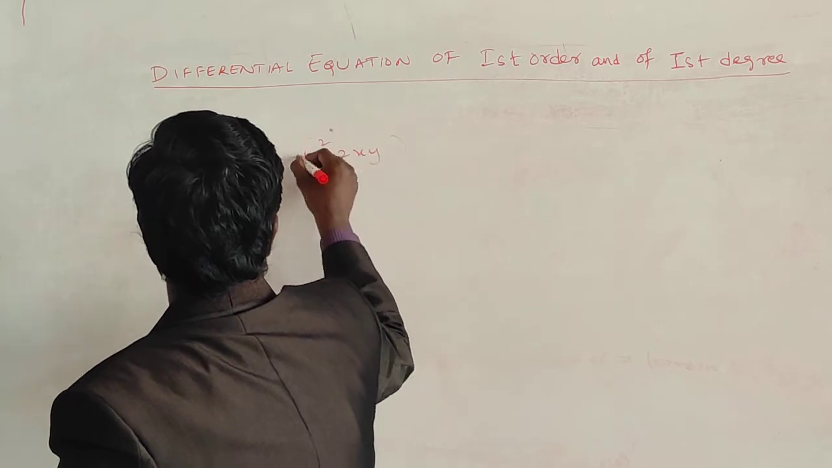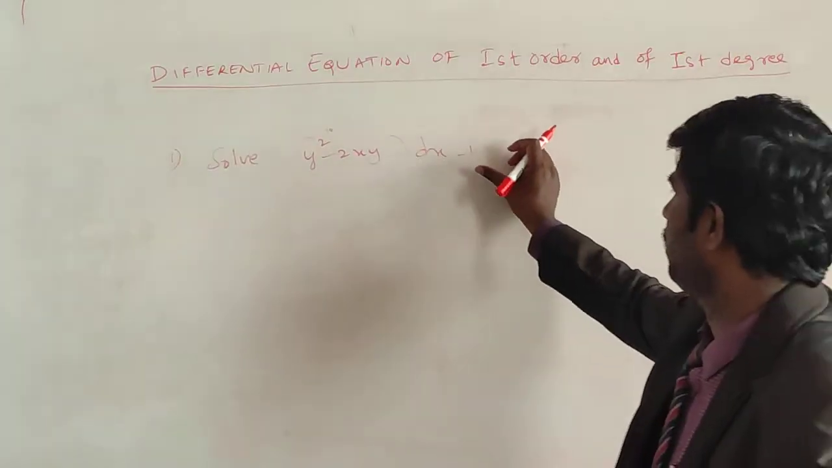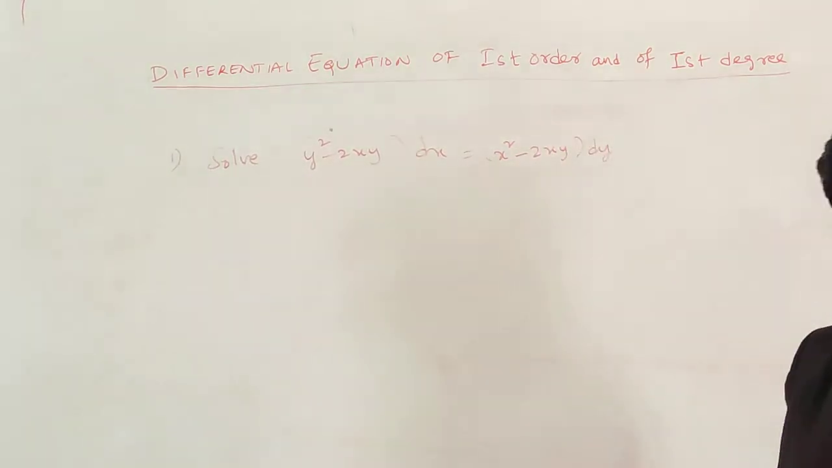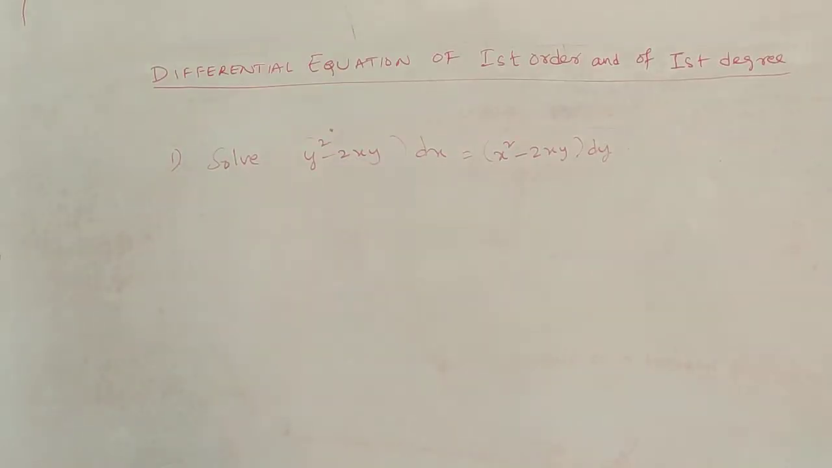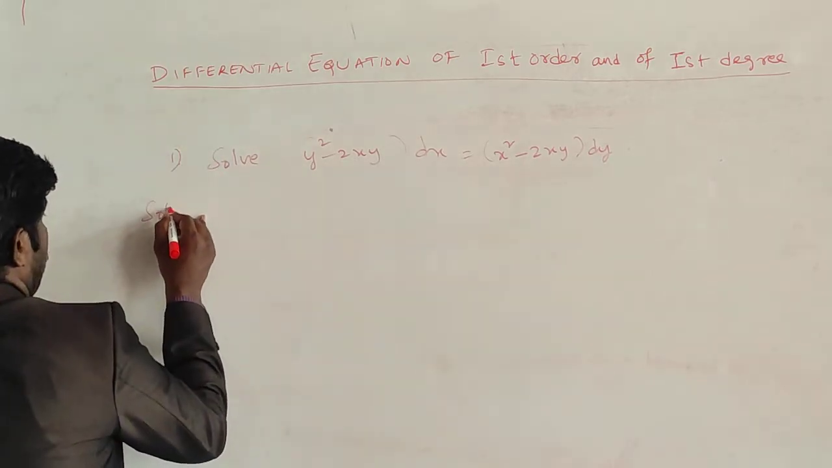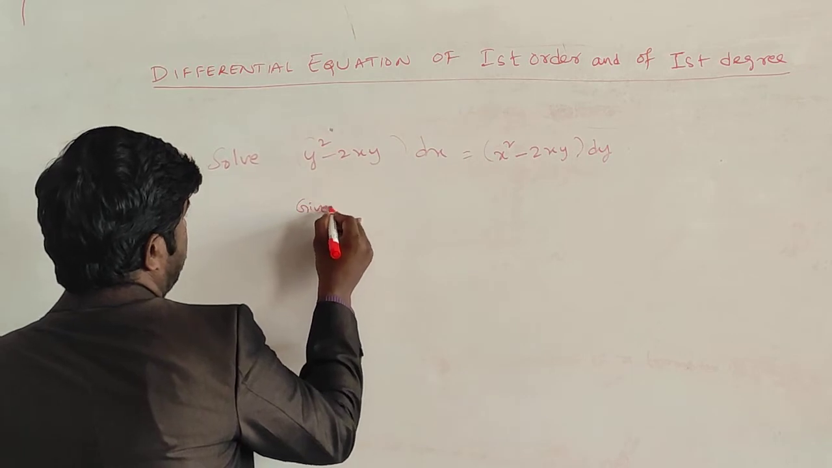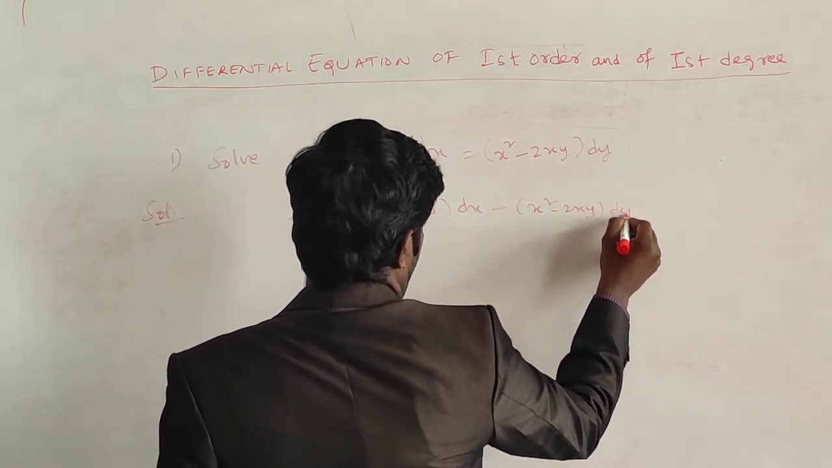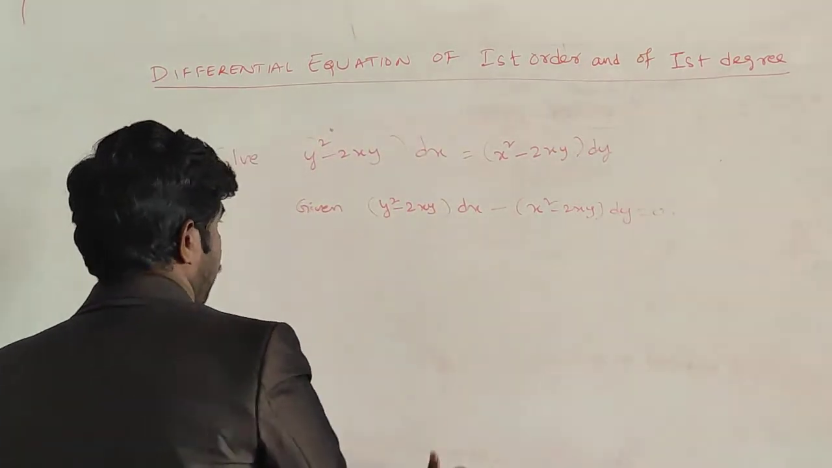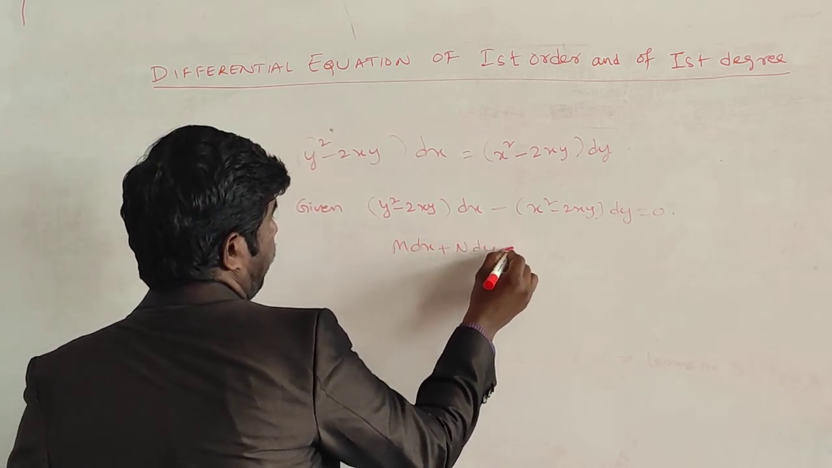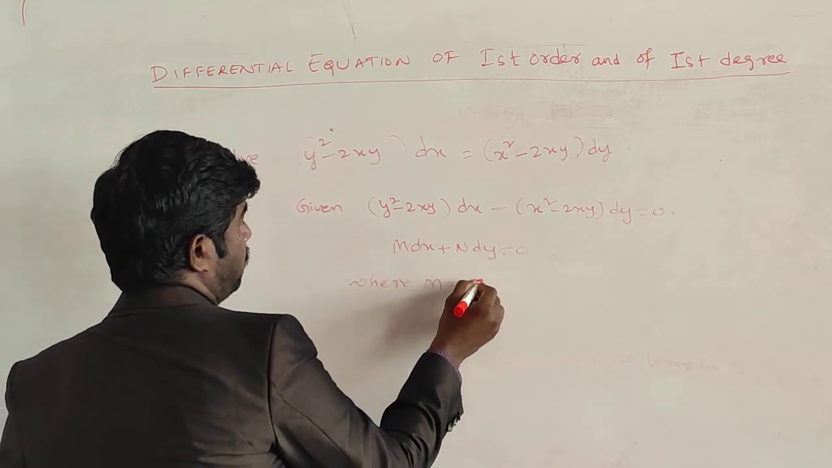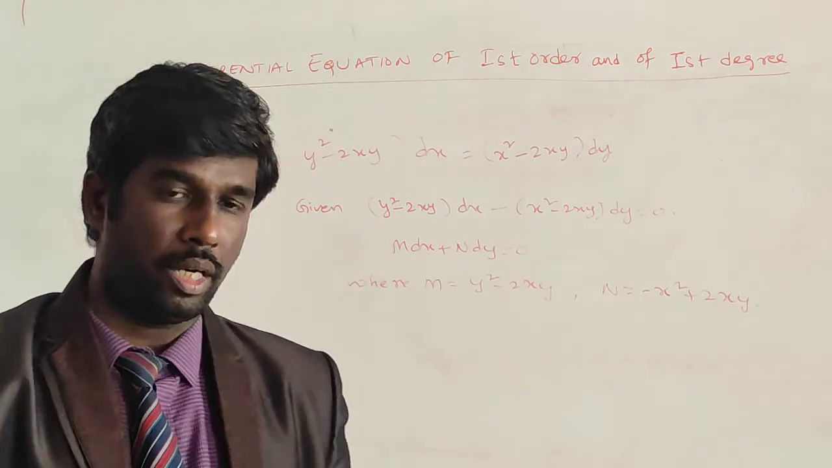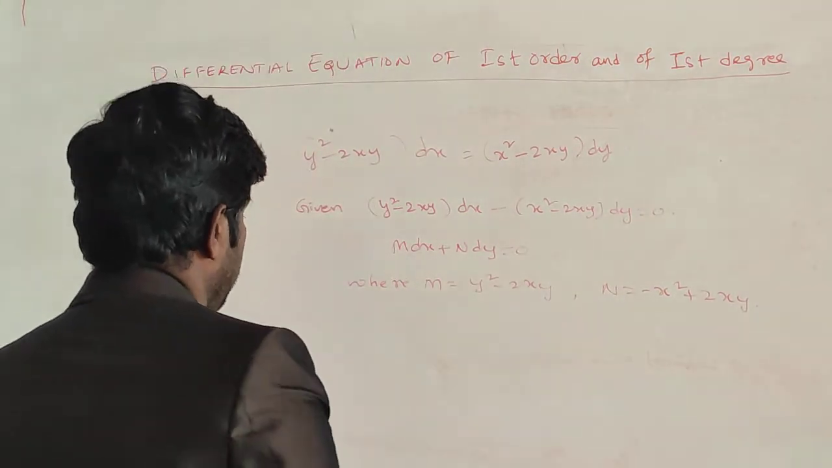Solve (y square minus 2xy) dx plus (minus x square plus 2xy) dy equal to 0. So this is the differential equation I am creating, and I would like to solve this one by using the exact differential equation method. The given differential equation is in the form of M dx plus N dy equal to 0, where M is y square minus 2xy and N is minus x square plus 2xy. Now, the condition for exactness is ∂M/∂y equal to ∂N/∂x.